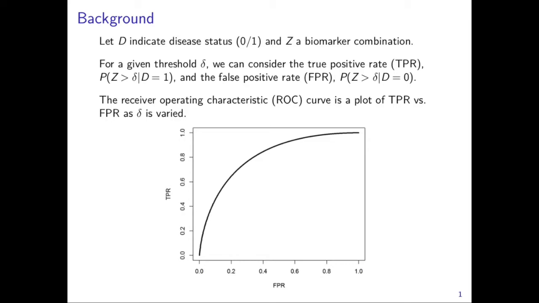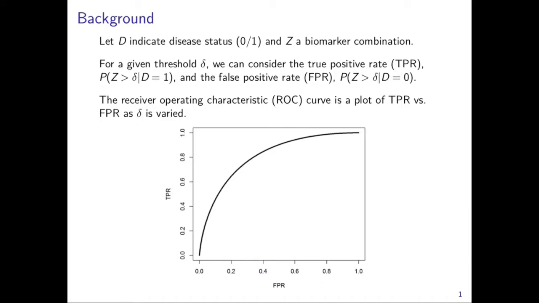The true positive rate is simply the proportion of diseased individuals that have a biomarker value exceeding the threshold, and the false positive rate is the same among controls or non-diseased individuals. And then, as I mentioned earlier in the first part, the receiver operating characteristic curve, or ROC curve, is simply a plot of the true positive rate versus the false positive rate as that threshold delta is varied. And then the area under the curve is simply the area under that ROC curve. So if you had a perfect biomarker, then that ROC curve would reach up to the top left corner of the unit square, and you would have an AUC of 1.